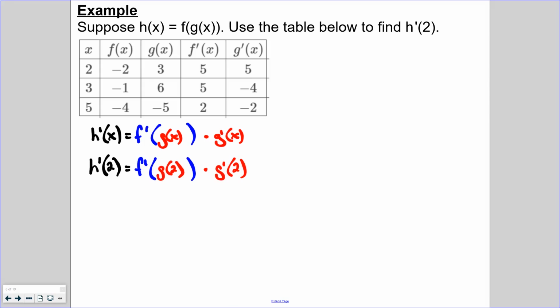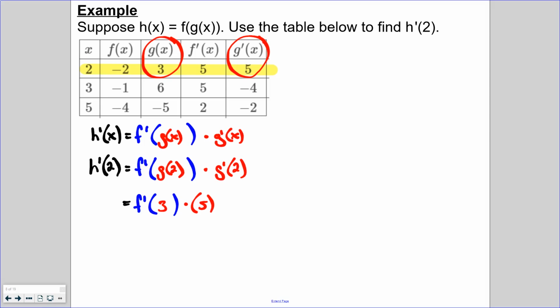And we'll notice that with both of these functions, our input is x equals 2. So in our chart, we're going to look at the line of x equals 2. And we can see that when x equals 2, g of x is going to be 3. So we can make that substitution. So we're going to have f prime of 3. And we can see that when x equals 2, g prime of x is going to be 5. So we can make that substitution.